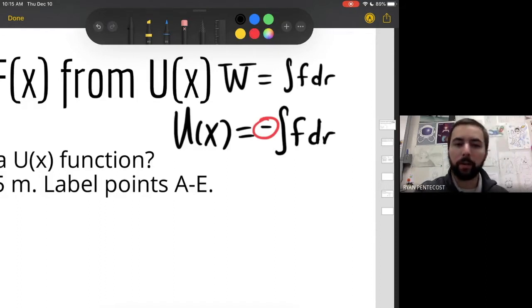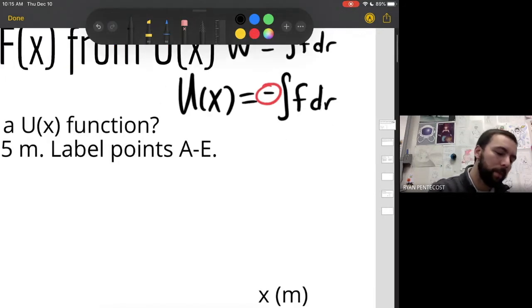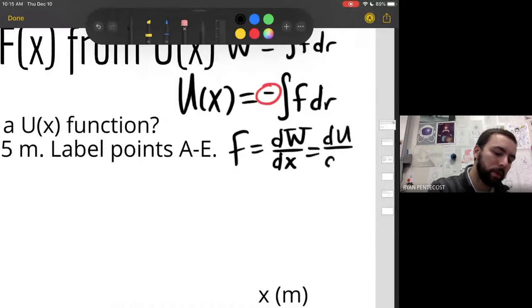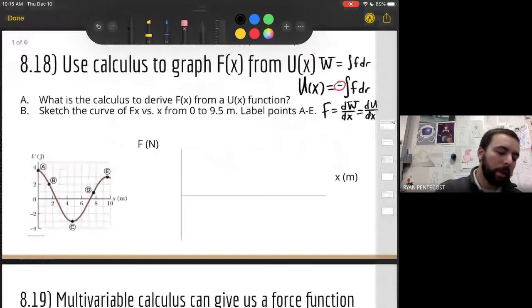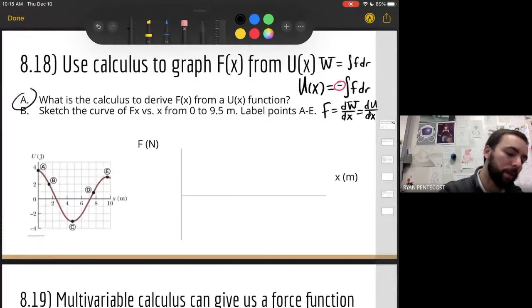But anyway, so the potential energy is the integral of force. That must mean that force is the derivative of work over distance, or the derivative of energy over distance. Okay, so we're looking at derivatives. Now, so that's the answer to A, right? What is the calculus? That is a derivative. That's your answer for that.